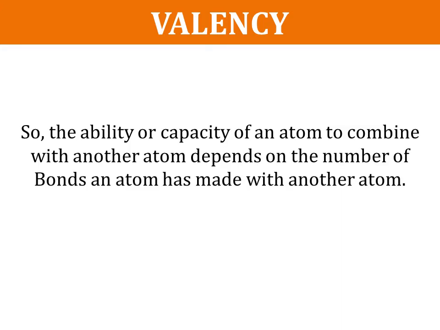Now, to explain this, the ability or capacity of an atom to combine with another atom depends on the number of bonds an atom has made with another atom. So repeat, the ability or capacity of an atom to combine with another atom depends on the number of bonds it has made. That's what we call the combining capacity, the ability to form a relationship with other atoms. That means the number of bonds we have with another atom.